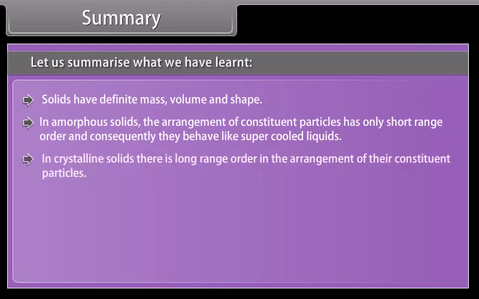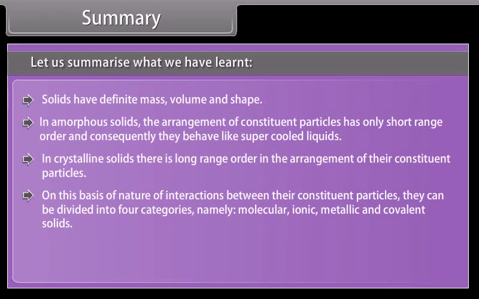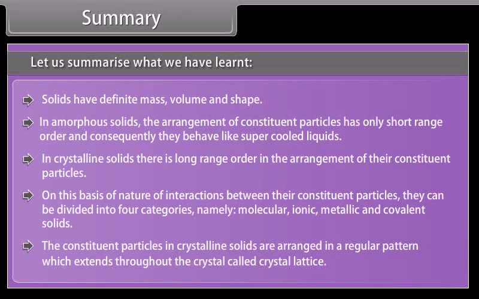In crystalline solids, there is long range order in the arrangement of their constituent particles. On the basis of the nature of interactions between their constituent particles, they can be divided into 4 categories, namely molecular, ionic, metallic, and covalent solids. The constituent particles in crystalline solids are arranged in a regular pattern which extends throughout the crystal, called a crystal lattice.